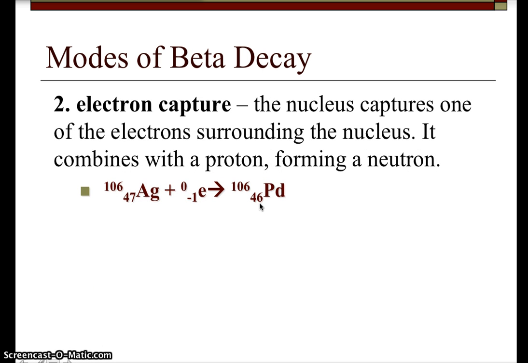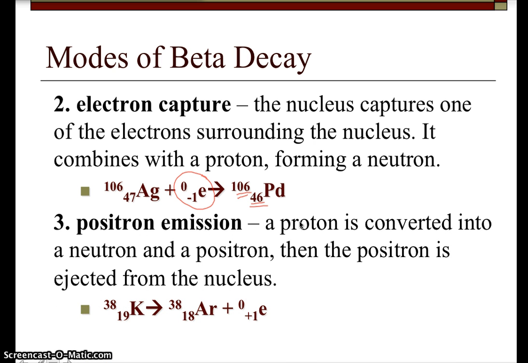Electron capture is exactly the reverse. One of the inner shell electrons can get sucked into the nucleus, and if it gets pulled into the nucleus, it will combine with a proton and form a neutron as a result. So now notice that I've got my beta particle here on the reactant side, on the left side of the arrow. It joins into this silver atom, causing your atomic number to go down by 1 because there's one less proton, but the mass does not change because that proton turned into a neutron.